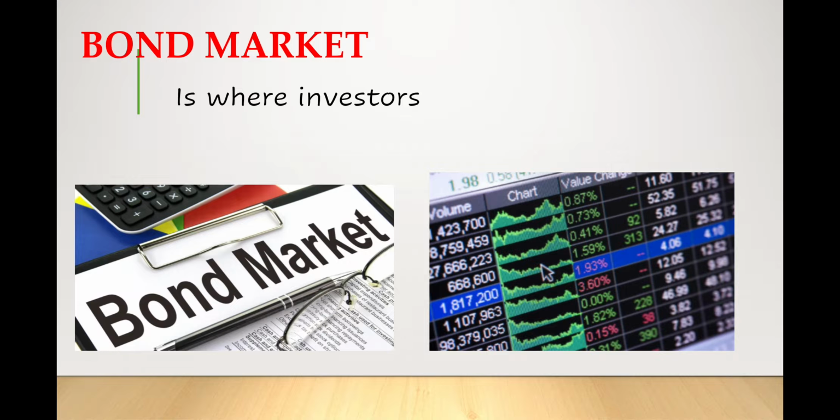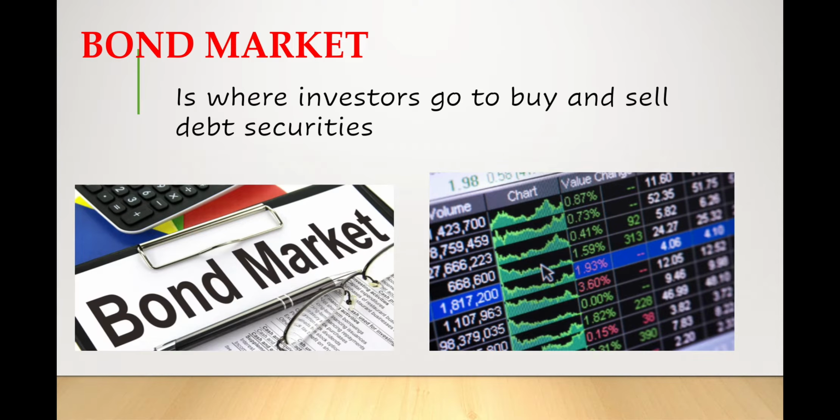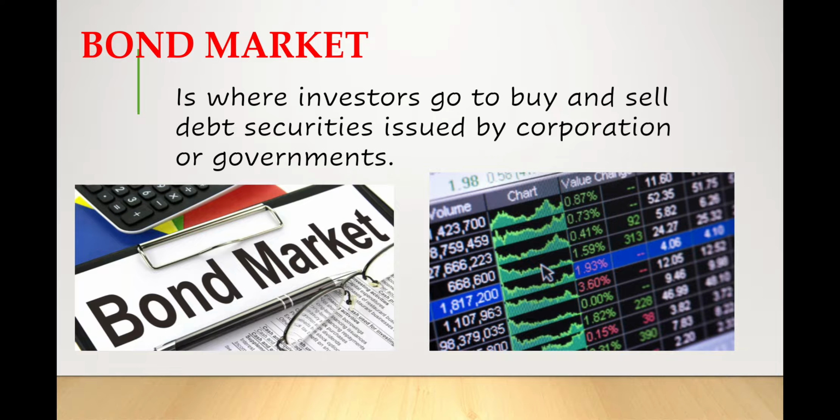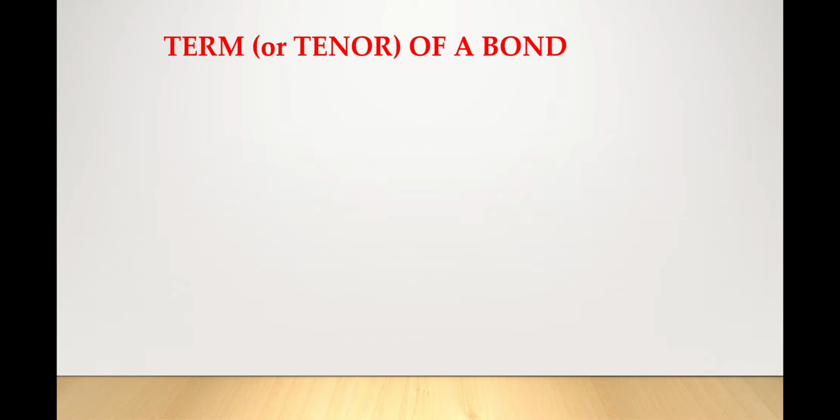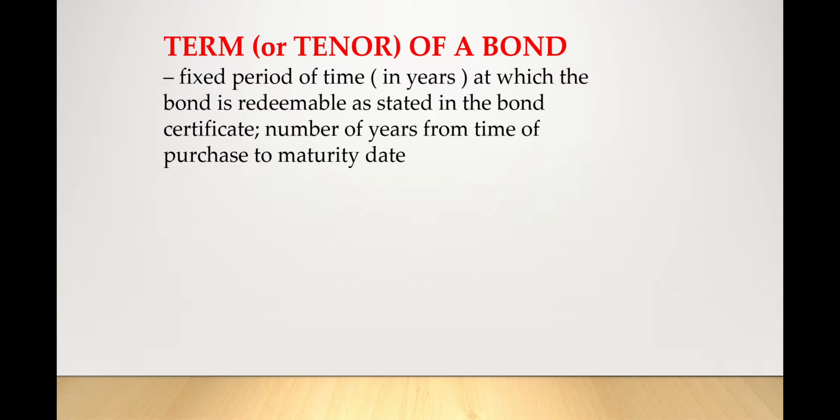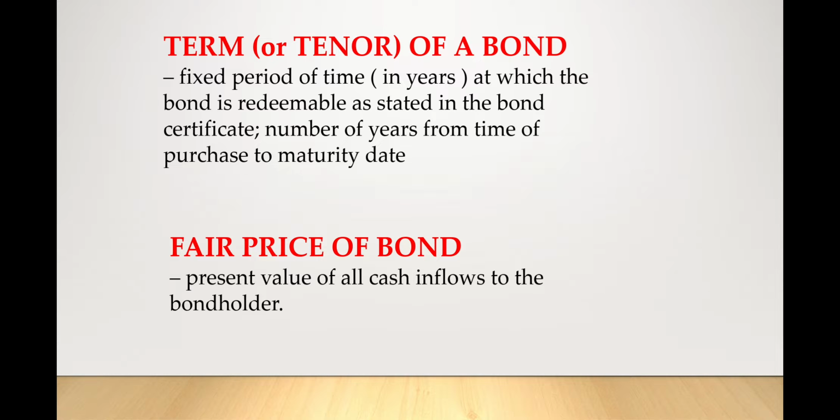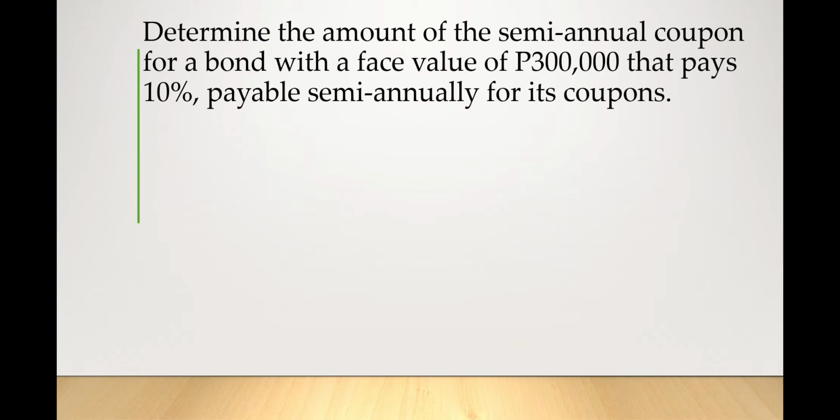So where to sell and buy again? Through the bond market. It is where investors go to buy and sell debt securities issued by corporations or governments. So we have here the term of a bond, which is a fixed period of time in years at which the bond is redeemable as stated in the bond certificate, the number of years from time of purchase to maturity date. And the fair price of a bond is the present value of all cash inflows to the bondholders.